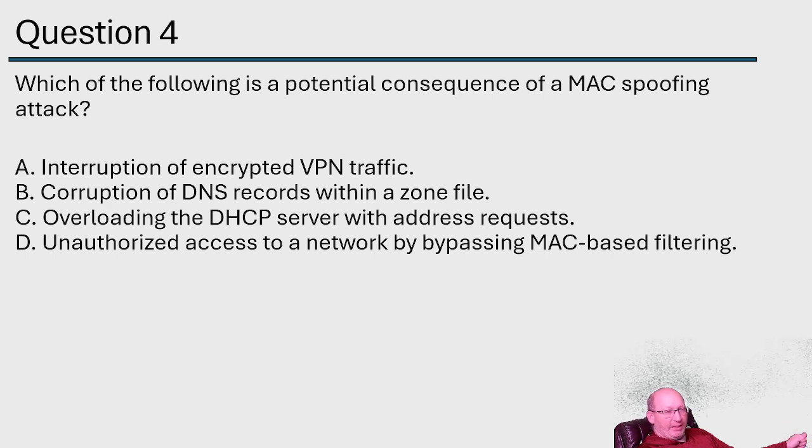Let's start with A. Interruption of encrypted VPN traffic. No. Yeah, that's not going to happen. All right, B. Corruption of DNS records within a file zone. Well, no, that would be something else. Definitely not that corruption. MAC has nothing to do with DNS, actually. C, overloading the DHCP server with address requests. Or D, unauthorized access to a network by bypassing MAC filtering.